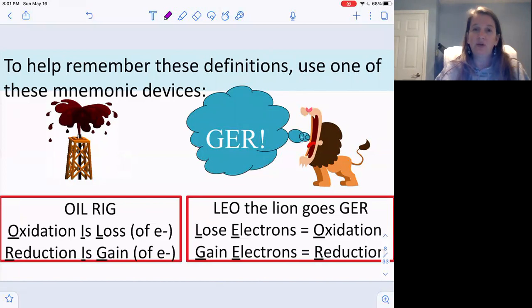Oil Rig: oil, oxidation is losing, and remember it's all about the electrons. So oxidation is losing electrons. Rig, reduction is gaining electrons. And then Leo the lion says GER. LEO means loss of electrons is oxidation. GER, gain of electrons is reduction. So commit one of those to memory.